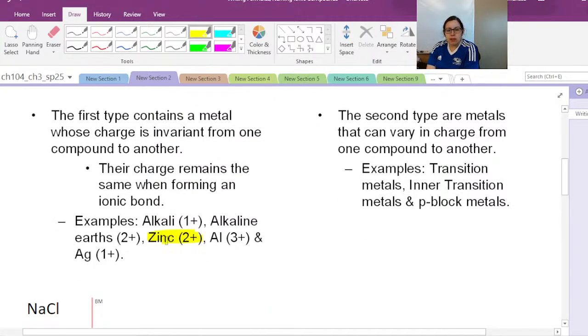So it mentions there's zinc. So again, maybe highlight zinc if you need to. Aluminum and silver. And also if you want multiple copies of the periodic table, let me know in case it's getting messy.